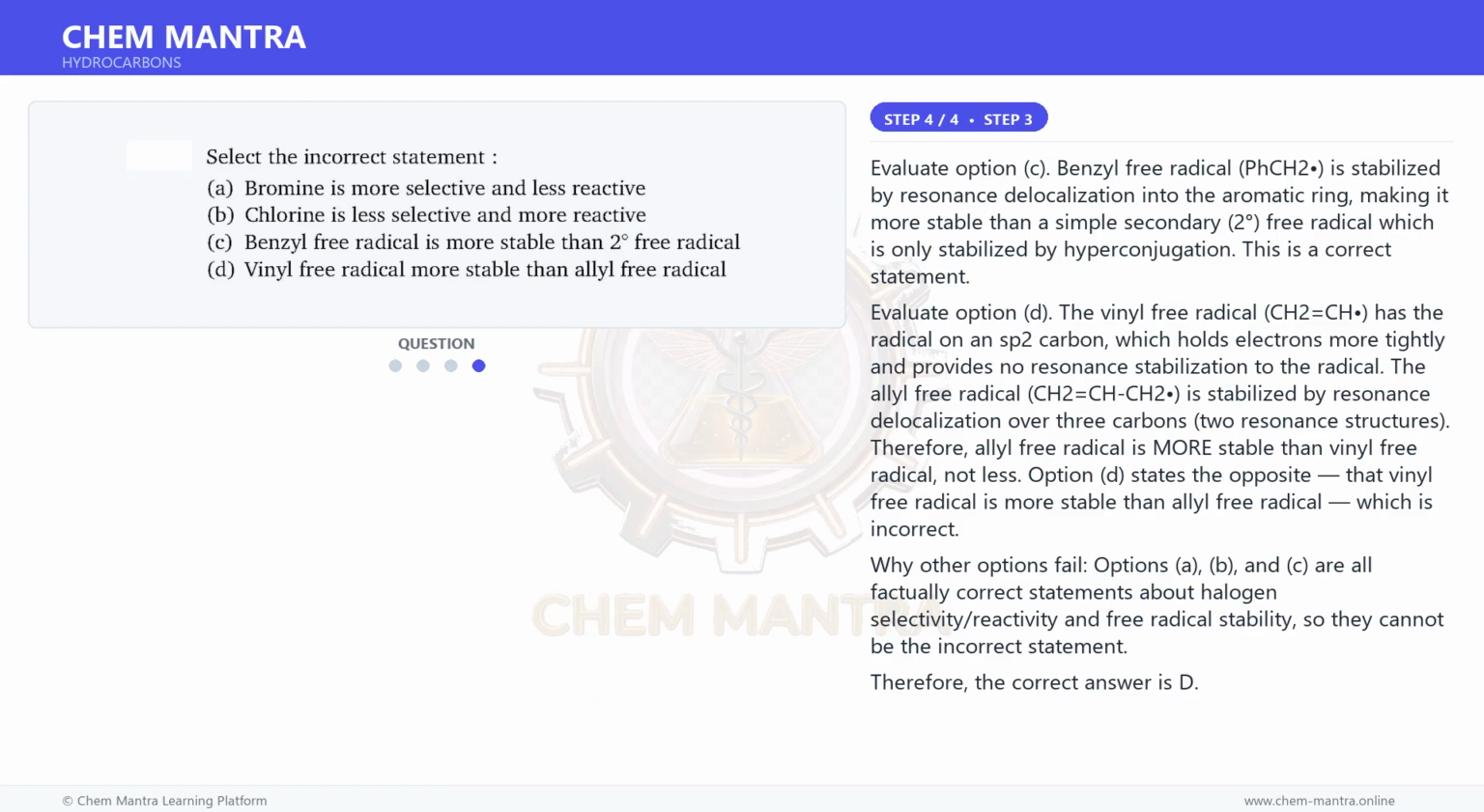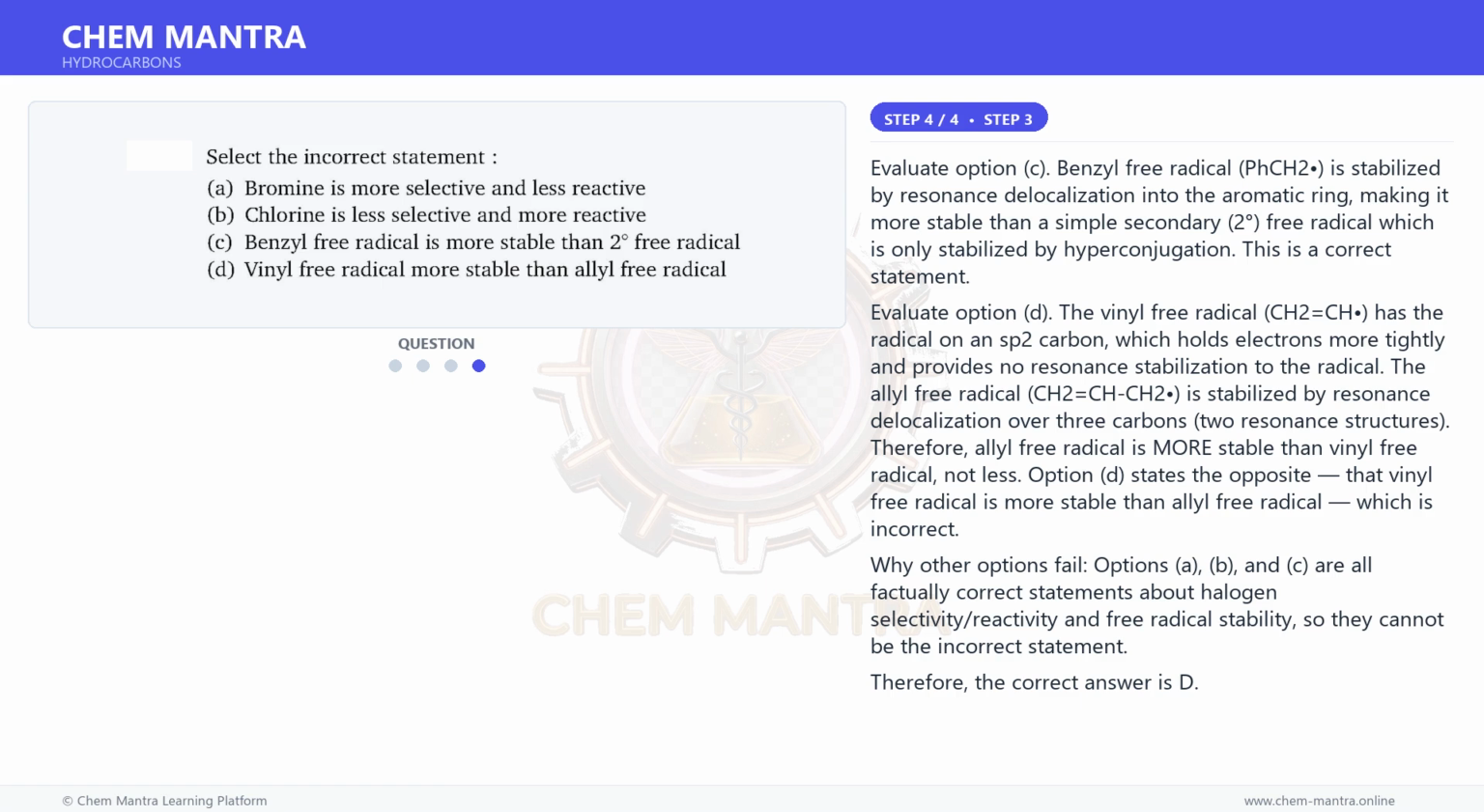Evaluate option D. The vinyl free radical, CH2=CH, has the radical on an sp2 carbon, which holds electrons more tightly and provides no resonance stabilization to the radical. The allyl free radical, CH2=CH-CH2, is stabilized by resonance delocalization over 3 carbons to resonance structures. Therefore, allyl free radical is more stable than vinyl free radical, not less. Option D states the opposite, that vinyl free radical is more stable than allyl free radical, which is incorrect.